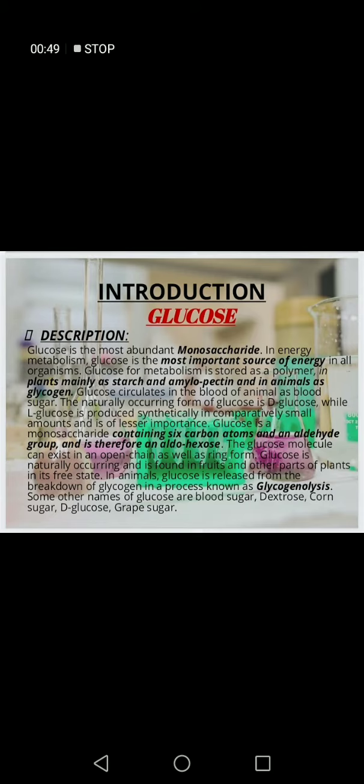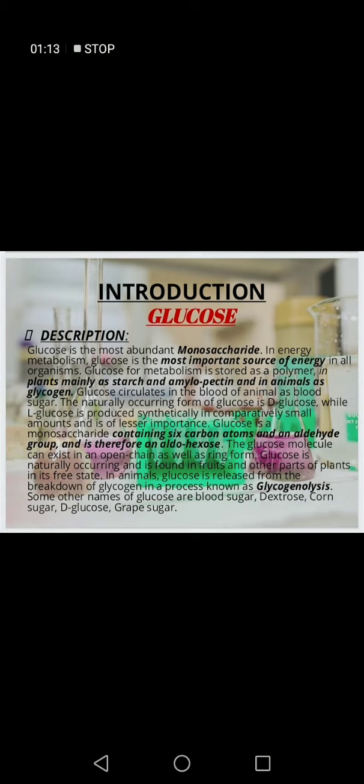Glucose for metabolism is stored in animals as glycogen in muscles and liver, while in plants it is stored as amylopectin and starch. Glucose in animals circulates as blood sugar. Glucose is of two types, the D sugar and the L sugar. The D sugar is naturally occurring, while the L sugar is synthetically obtained.